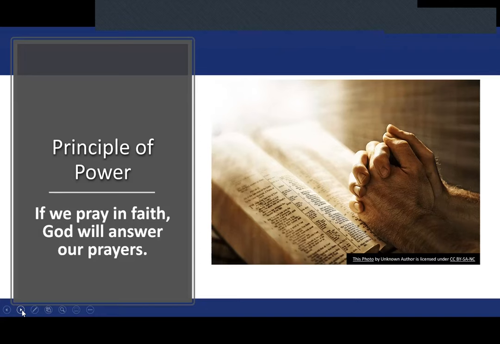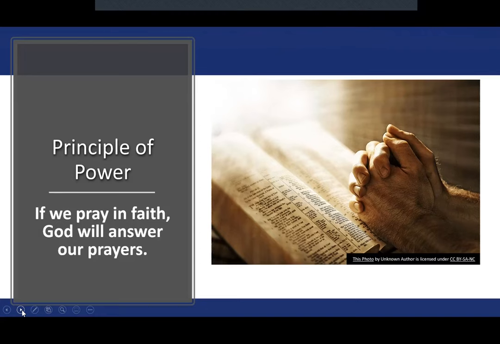You know that if you pray in faith that God's going to answer your prayers. Your students are learning that in seminary. And so make that a part of scripture study. Help them recognize that you're praying for them so they have the ability to understand the scriptures.